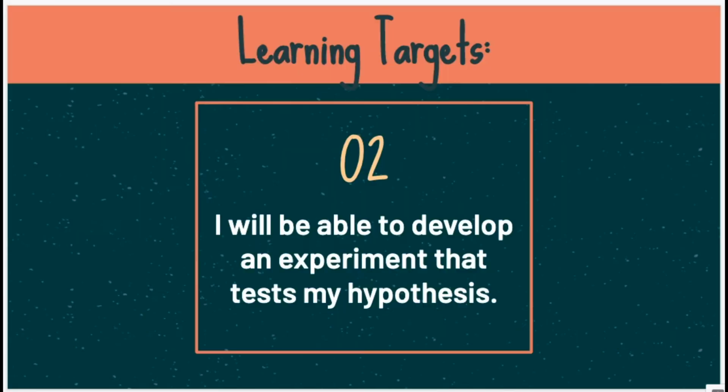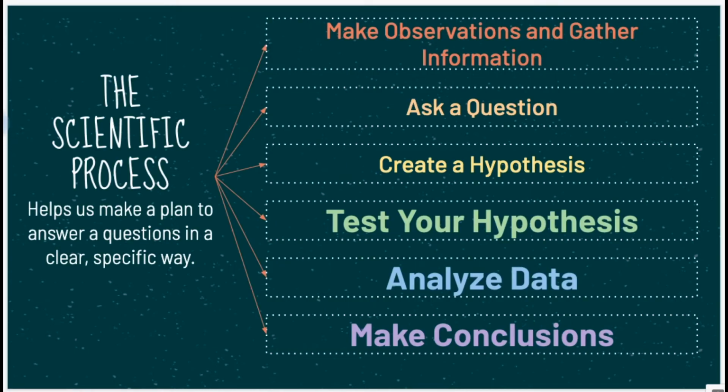You don't need to write anything down on this slide, but I want you to know that our focus today is to be able to develop an experiment that tests a hypothesis. You don't need to write down anything on this slide, but these are the steps for the scientific process. Last week we talked about the first 3. This week we're going to talk more about testing your hypothesis, analyzing data, and making conclusions.